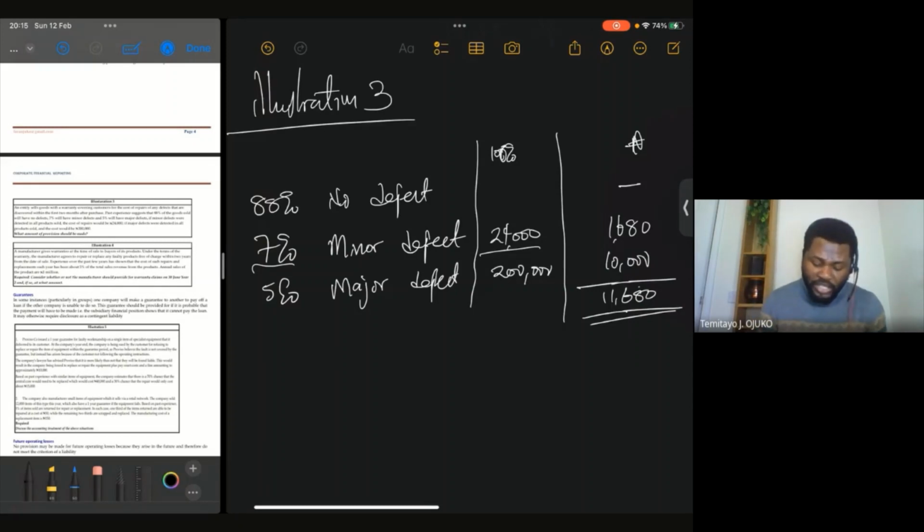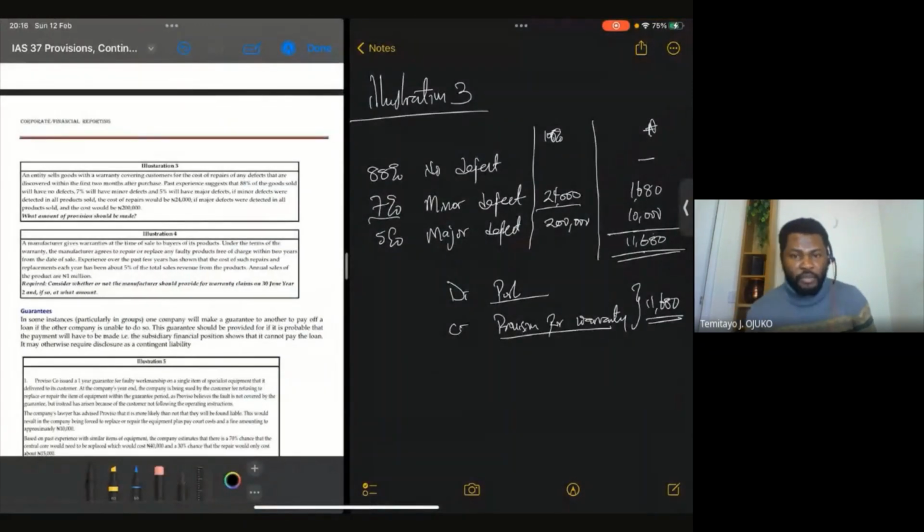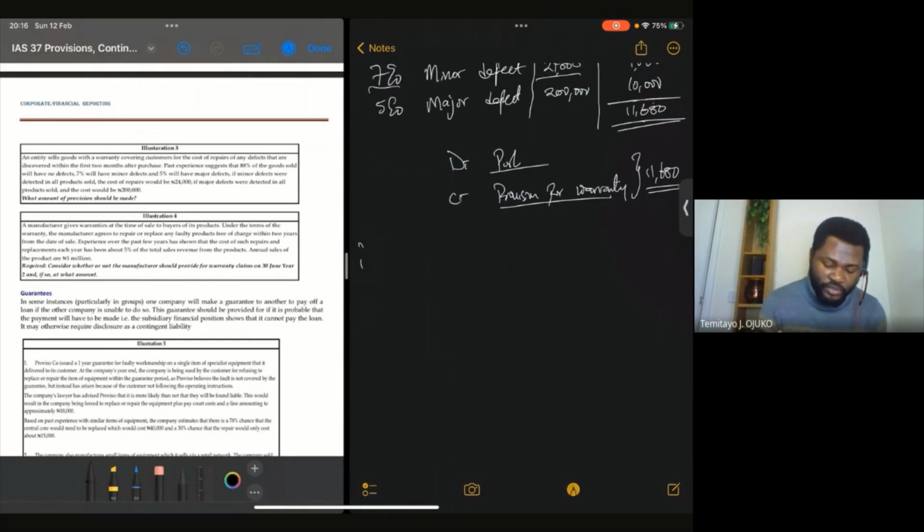Now, what is the accounting entry? The accounting entry is debit your P or L and credit your provision for warranty, with 11,680. This is a liability, and this is in your statement of profit or loss. Okay, so that is that about that. Let's just quickly look at illustration 4 that follows.